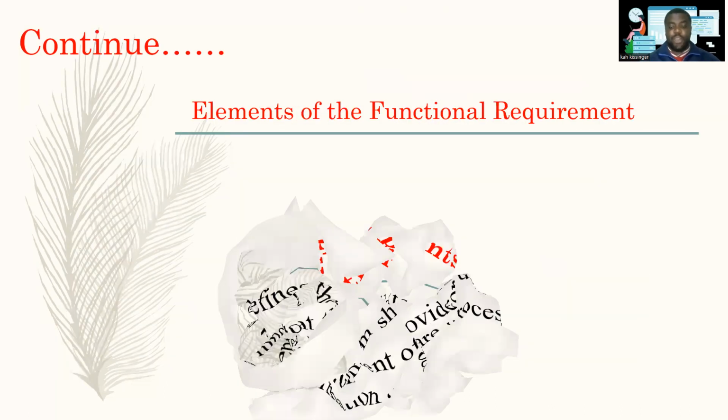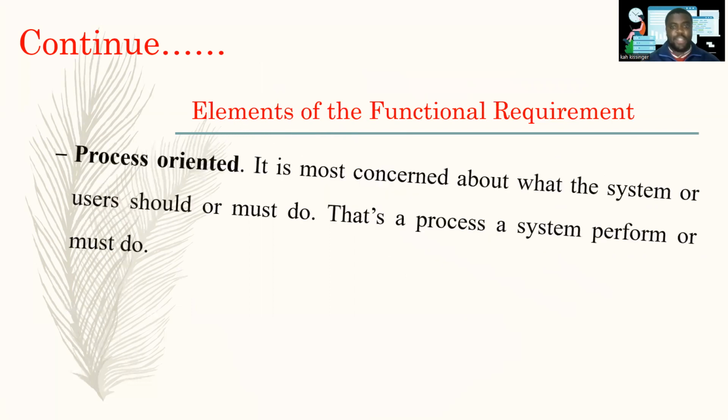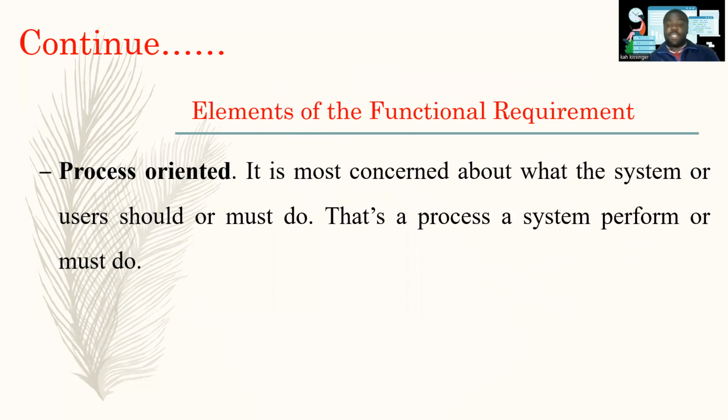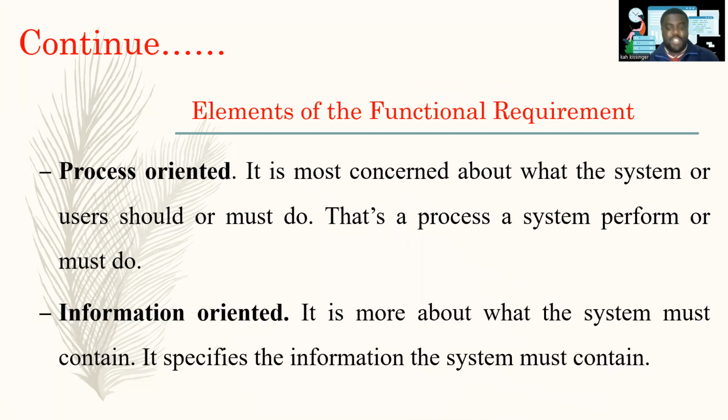Okay, and now the process, as I was just explaining, is concerned about what the system or user must or should be able to do. What tasks should the system provide to the user? What platform should the system provide for the user to perform particular tasks? How should the system be able to retain information whenever it is modified? So that is mostly information oriented.